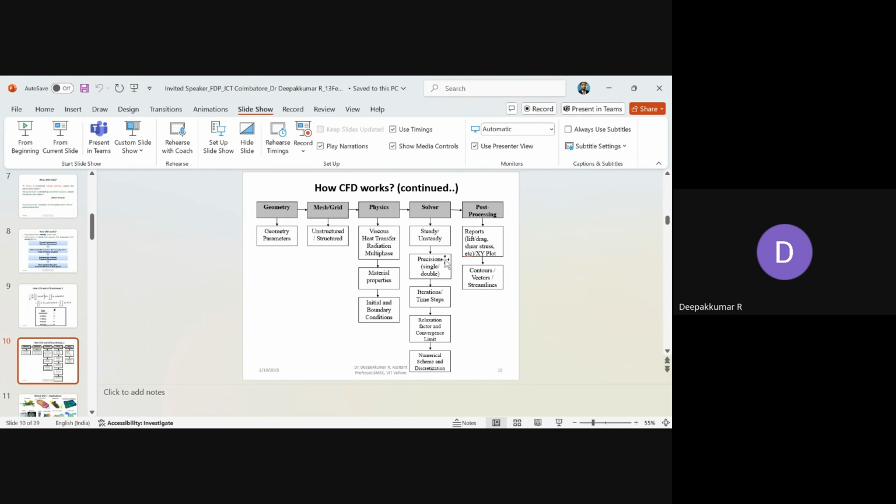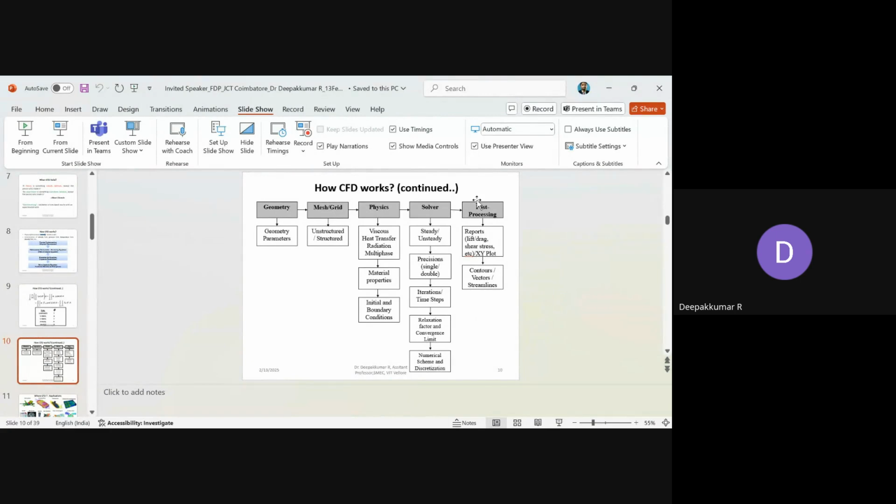And the precision, the accuracy level: whether single precision or double precision is required. With a steady solver, you have to fix your number of iterations, and in an unsteady problem you have to fix your number of time steps. Relaxation factor and convergence limit should be set for a good convergence rate of computations. And various numerical schemes you have to choose for better accuracy and quicker convergence of the simulation.